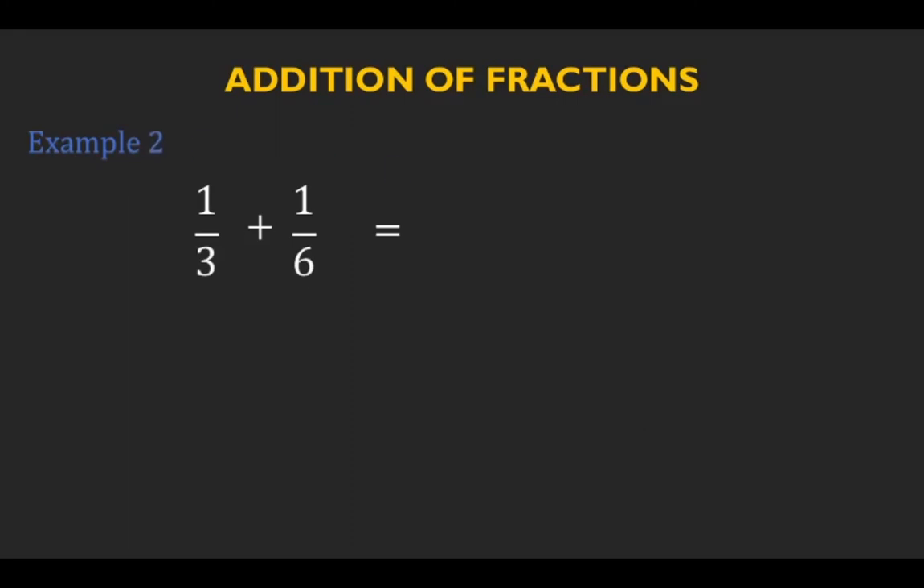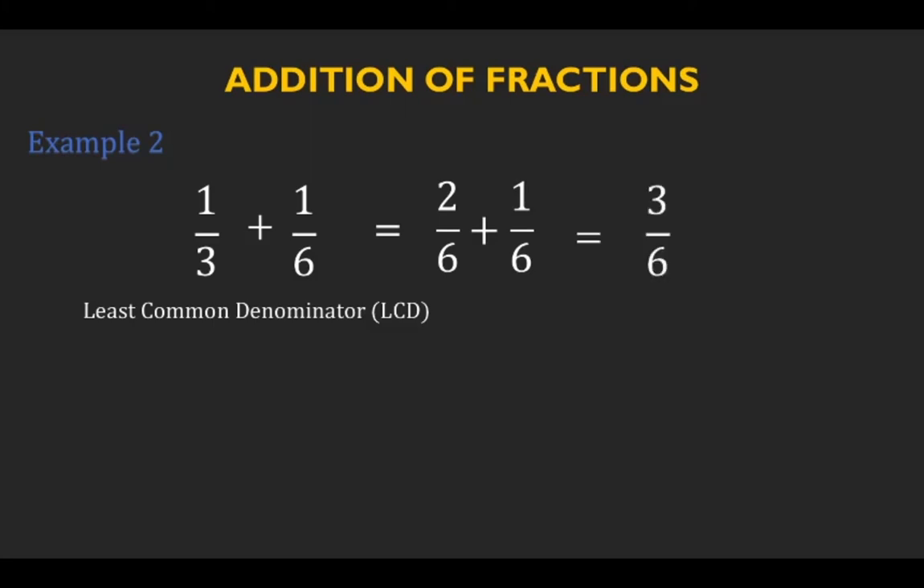Example number 2, adding fractions with different denominators. As we have mentioned earlier, in order to add fractions, they must have the same denominators. So in order to make the denominators the same, we have to make use of the least common denominator or the LCD. The LCD of our fractions in this example is 6. Now, we have to change the fractions into their equivalent fractions to make their denominators the same as the LCD. Then, we add the fractions and simplify.